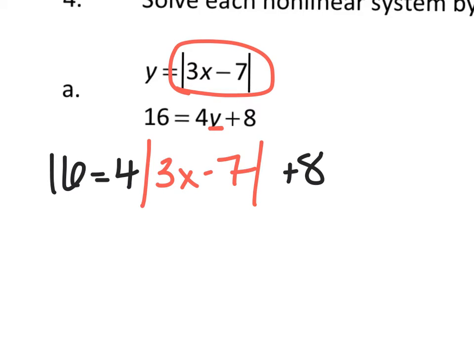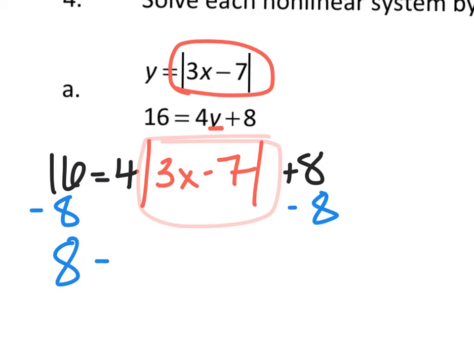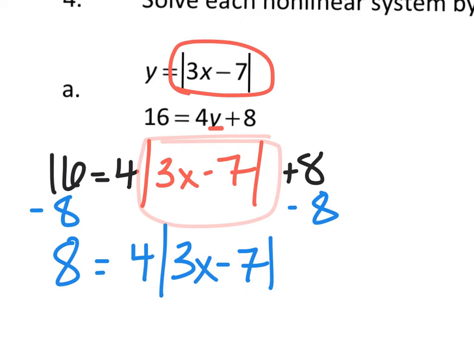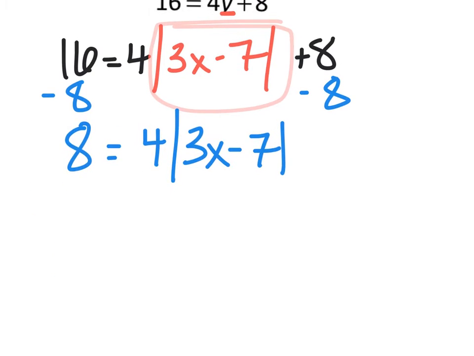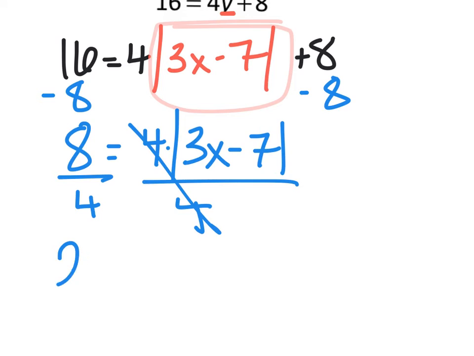So what we're going to do to solve this, if you remember, is we're going to try to get this 3x minus 7 by itself. So we're going to go ahead and subtract the 8 from both sides. Let's get 8 equals 4 times the absolute value of 3x minus 7. And then we are going to divide by 4 because it's being multiplied there. So this equals 2. Okay, so now that we got the absolute value by itself, we can create two equations.